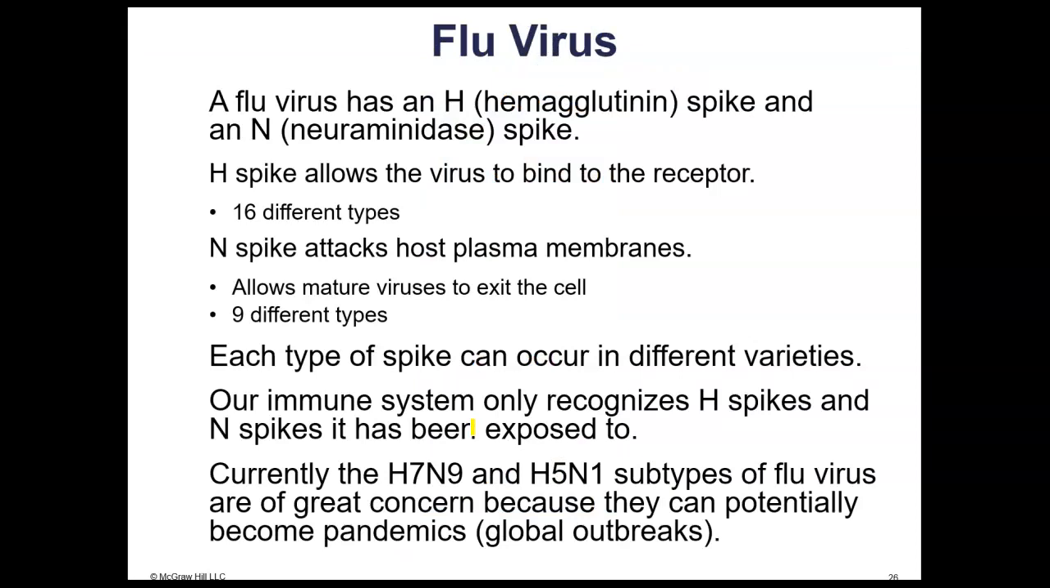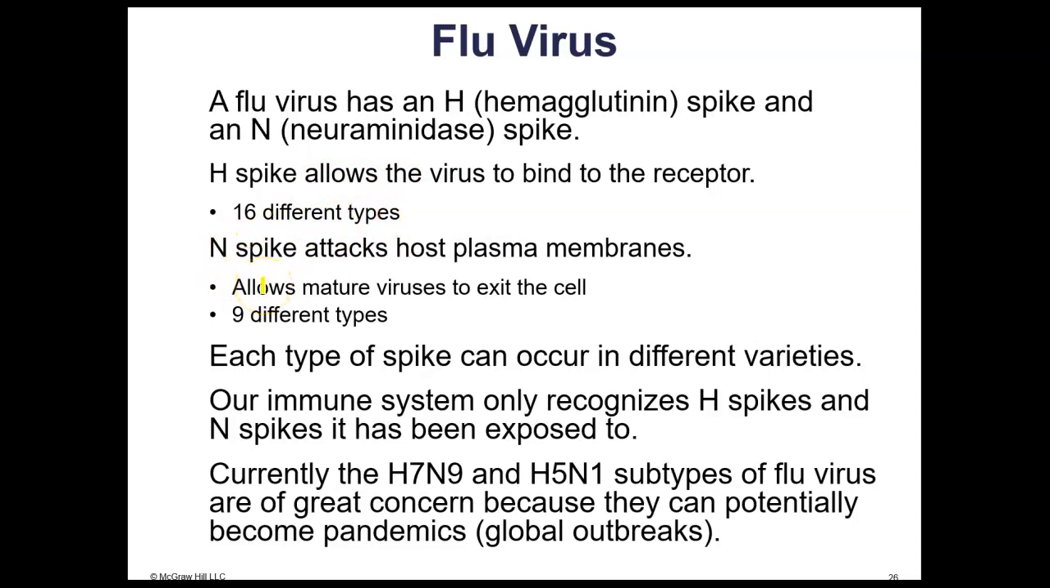Okay, the flu virus has two spikes. It has an H spike, and these spikes, remember, are glycoproteins. It's got an H spike and an N spike. H stands for hemagglutinin, and N stands for neuraminidase. The H spike allows the virus to bind to the receptor. There's 16 different H spikes.